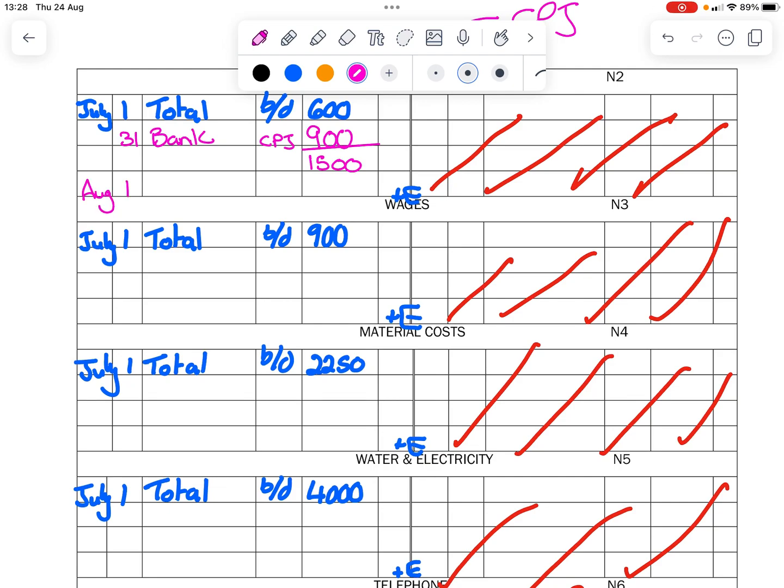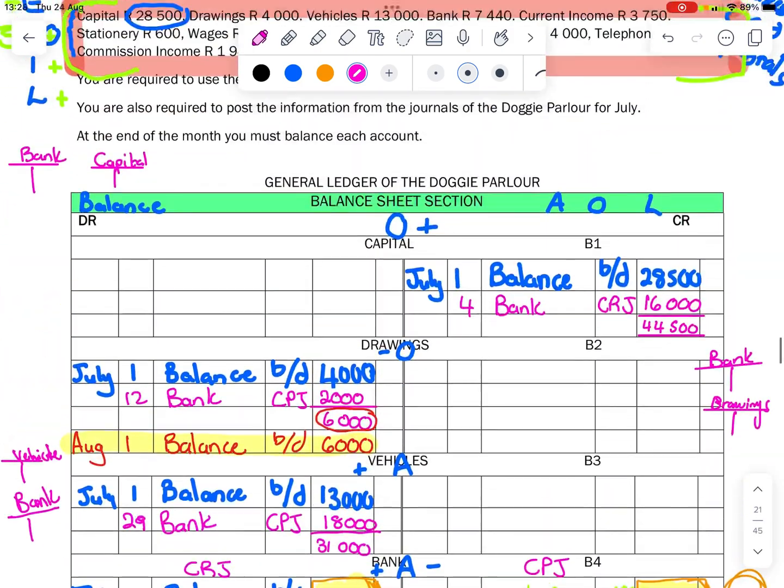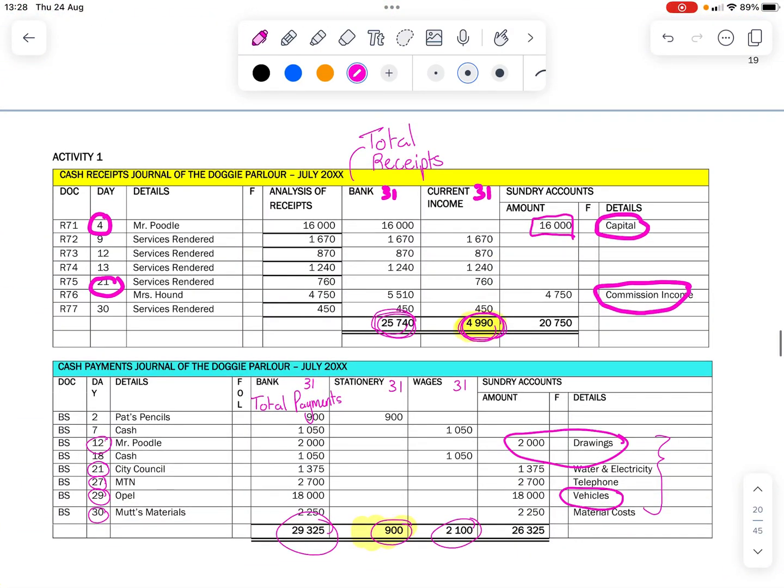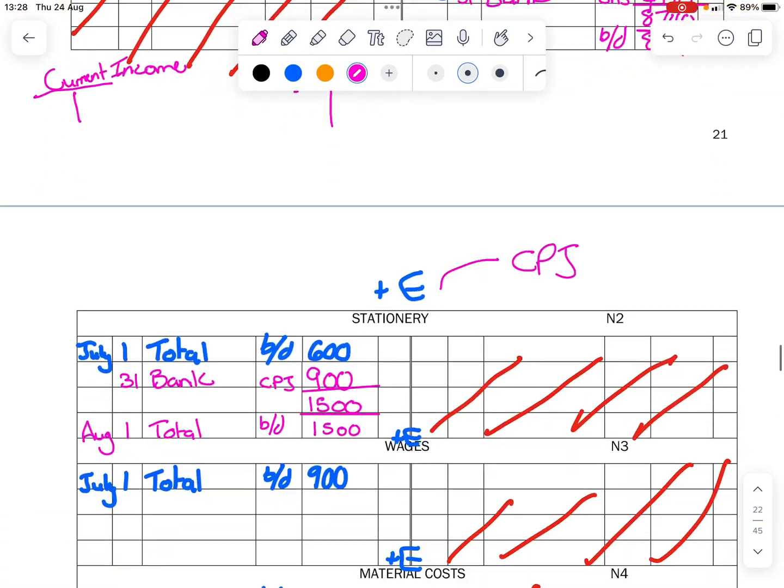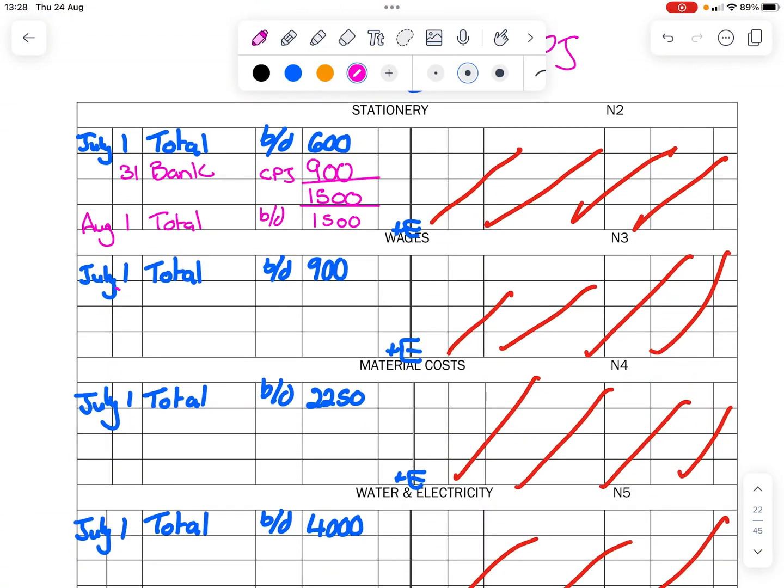At the end of the month, on August the 1st, we will have our total brought down from the previous month, and that should be 1,500. Alrighty. The last one I will do with you guys is wages. If we go to our journal, we'll also see that wages has its own column, which was the 31st. So we can use the last day of the month, the 31st.